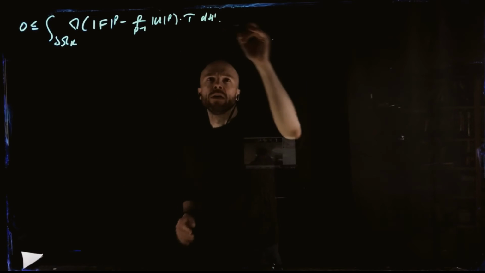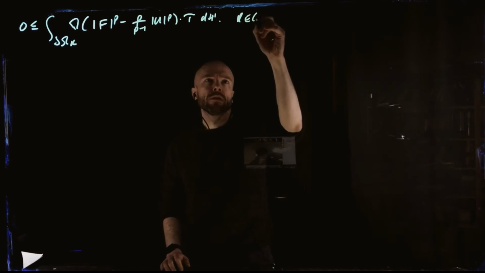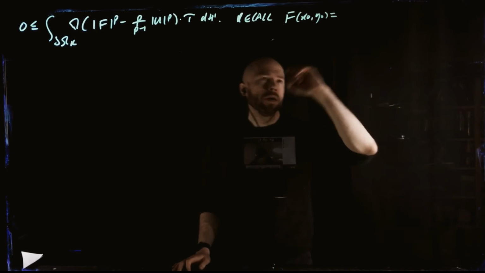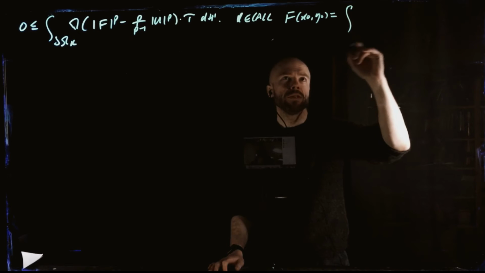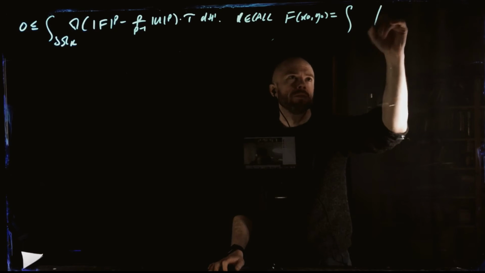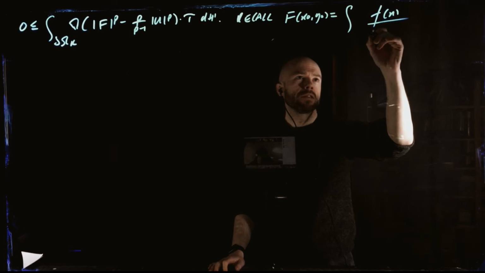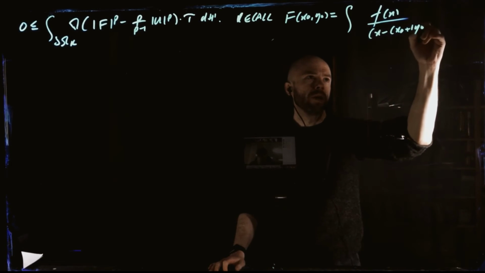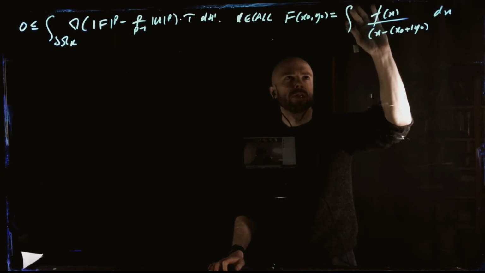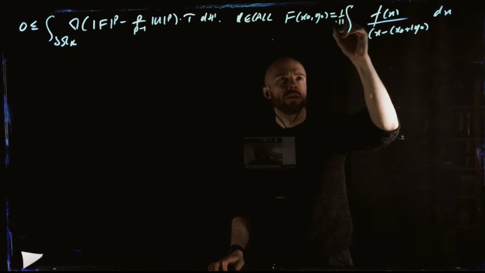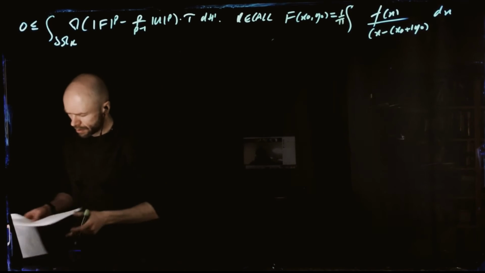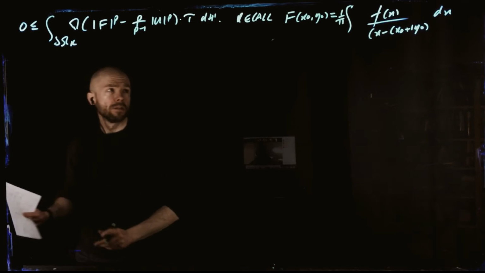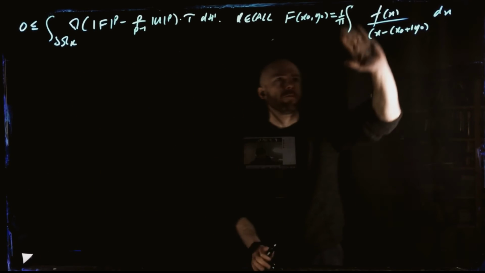Okay. Now let's recall what f is. F of x0, y0 was this expression. We're integrating like this. We're going to have f of x, and then it's x minus x0 plus I times y0, dx, and there's some constant in front, which I think is 1 over pi. Let me check. Yeah, that's the constant. Let me write the integral better.